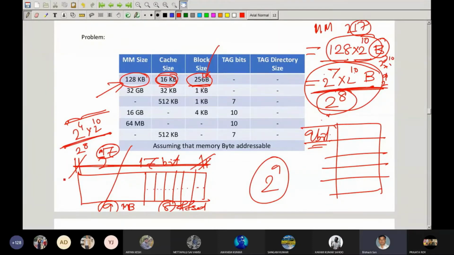Are you getting my point or not? Yes, sir. 2 to the power 14 divided by 2 to the power 8 is again 2 to the power 6. Yes, sir. 2 to the power 6 is the total number of lines. Number of lines in cache.